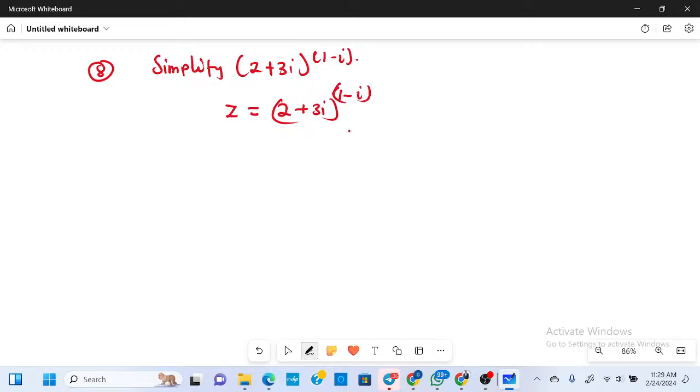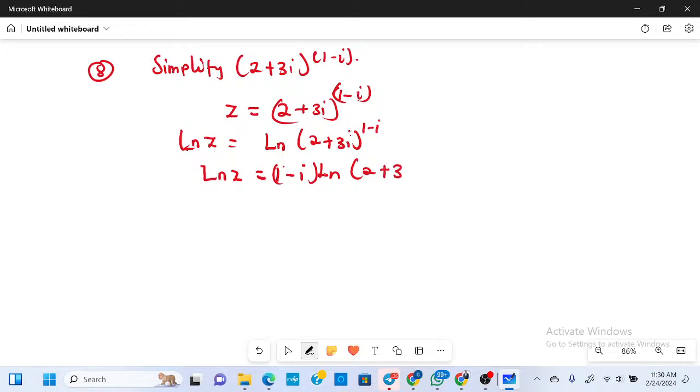At this point, you take ln on both sides. ln z is equal to ln of (2 plus 3i) to the power 1 minus i. So ln z will be equal to (1 minus i) multiplying the natural log of (2 plus 3i). So at this point, ln z is equal to, I have to convert this to the polar form.